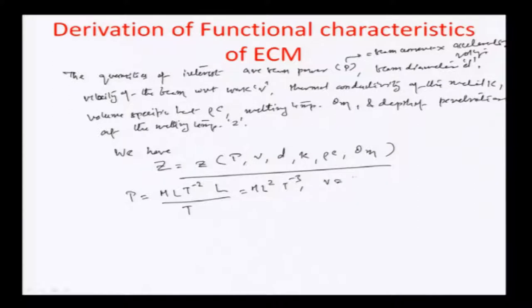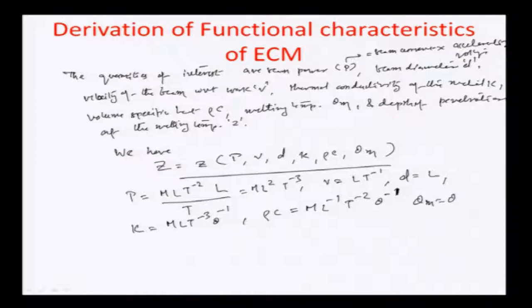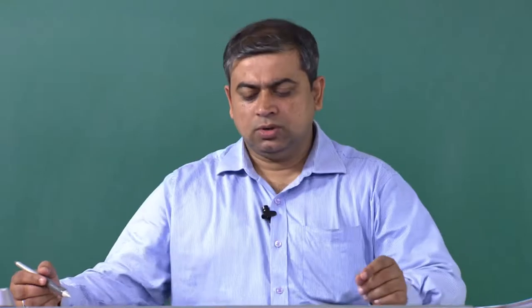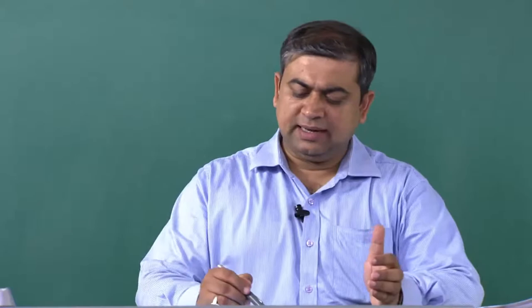Similarly, you have for velocity L t minus 1, d of course is the diameter, so it has the dimensions of length, k here is the thermal conductivity, it would have the dimensions of m L t minus 3 theta minus 1, rho c can be expressed in terms of m L minus 1 t minus 2 theta minus 1, so on so forth. Of course, theta m is nothing but having the basic dimensions of temperature, z is L. So, according to the Buckingham's pi theorem, the methodology that is followed is to be able to see how many dependent or independent parameters are there. In this case, the total number of parameters that are there are 7.